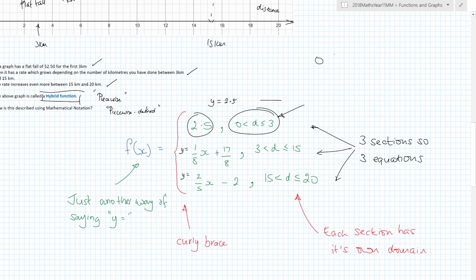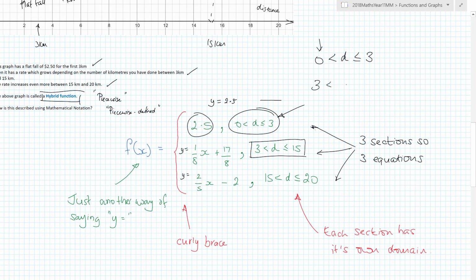Now, what do you notice? I've got less than d, and less than or equal to 3. I'm not going to include 0 because that explains the situation that when I can get in the car and get straight back out again, they're going to charge me, right? So for any distance between 0 or slightly bigger than 0 and 3 kilometers, that's the charge I'm going to get, $2.50.